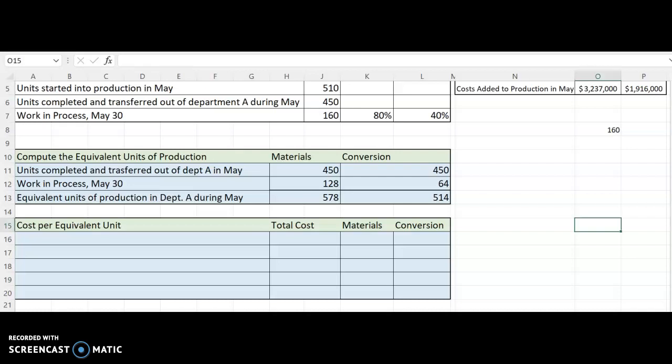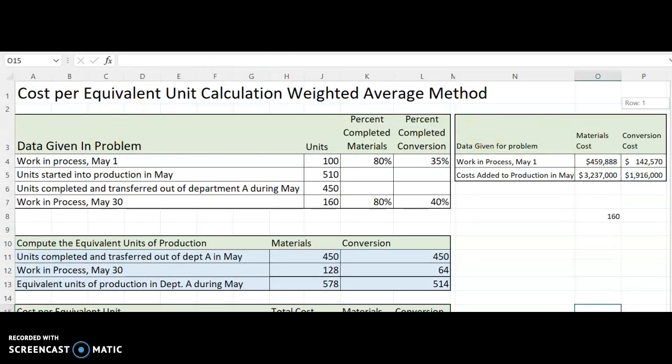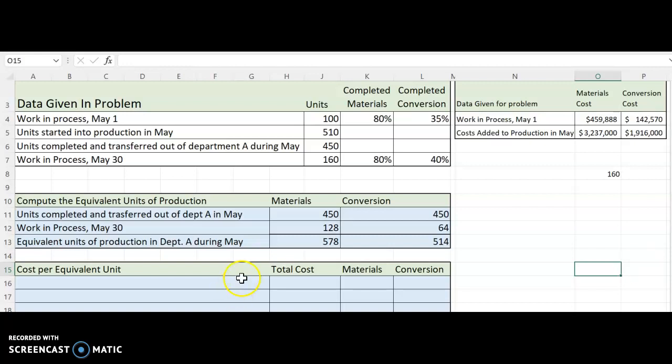Okay, now we're going to calculate our cost per equivalent unit. In the last video, I showed you how to compute the equivalent units of production. We took the units completed and transferred in May and the work in process, and we took that percentage of completion, and those together would give us our equivalent units of production for materials and our equivalent units of production in terms of conversion. So these are the units.